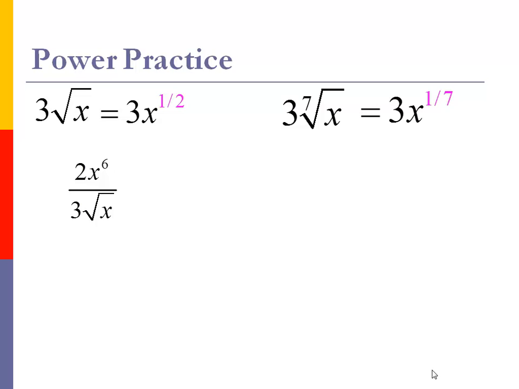Now I've got a combination of things, so we're playing with things. We've got a fraction, we've got a square root. So one of the first things you can do is rewrite that square root as the 1/2 power. And so our next step would be to separate the 2 and the 3, because that would be a coefficient. And we're looking at x's. We're looking at 6 minus 1/2.